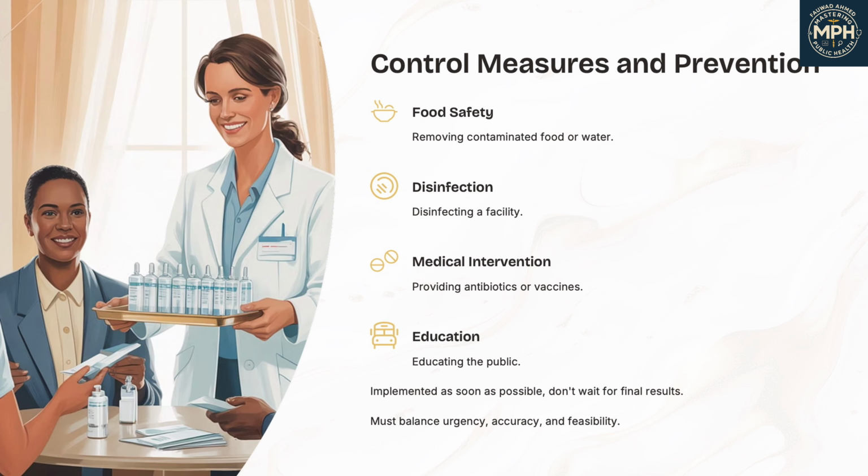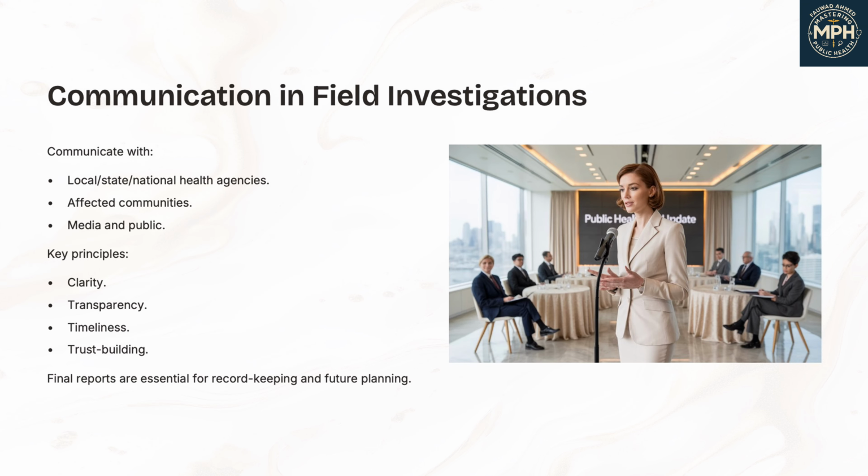Control measures and communication. Once the source is known or suspected, control and prevention measures are implemented. These may include removing a contaminated food item, closing an infected facility, providing vaccination or prophylaxis, and public education to prevent further spread. Communication is essential. Findings must be shared with local and national health authorities, affected populations, and the general public when appropriate. Clear messaging builds trust, ensures compliance, and can save lives.